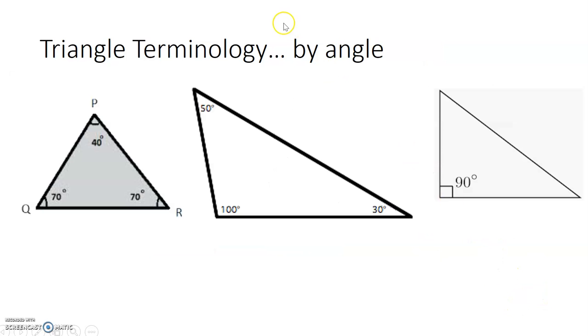If you want to classify your triangles by angles, there's vocab for that too. The first one, you might notice that each of the angles is less than 90 degrees, like they're small. We call that an acute triangle, like they're cute little angles. Each of the three angles is less than 90 degrees. The second triangle that we have has one angle that's 100 degrees, so it's like a bigger angle. It just has to have one that's bigger than 90, and we call that an obtuse triangle. It's okay that the other two are smaller.